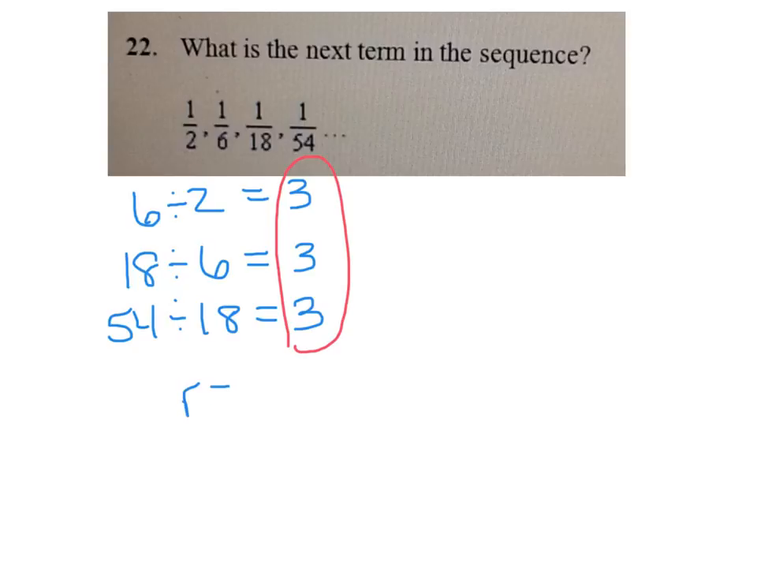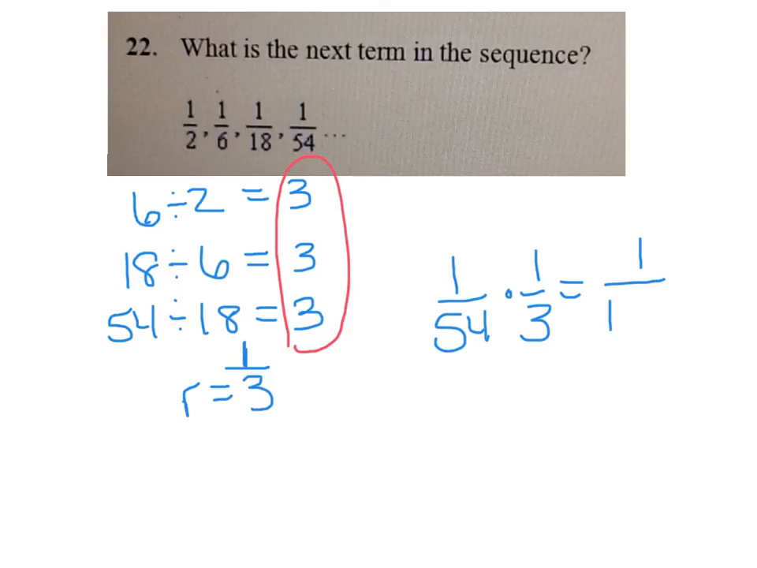So our R is going to equal possibly a 3, but where was he located? He was located in the denominator, and my numerator is staying 1 the whole entire time. So if I need to multiply the denominator by 3 and the numerator needs to stay at 1, then my R is actually going to be 1 over 3. So what is the next term in this sequence? Well, I would go to 1 over 54, and I would just multiply it by 1 over 3. And 1 over 54 times 1 over 3 is 1 over 162.